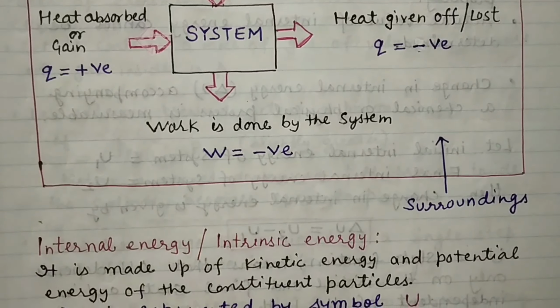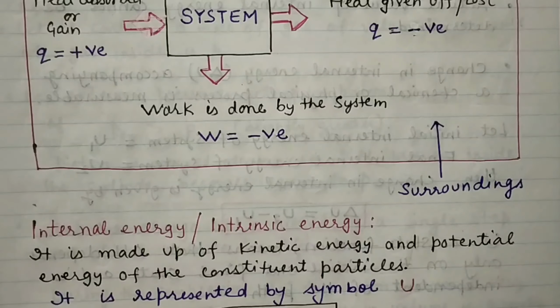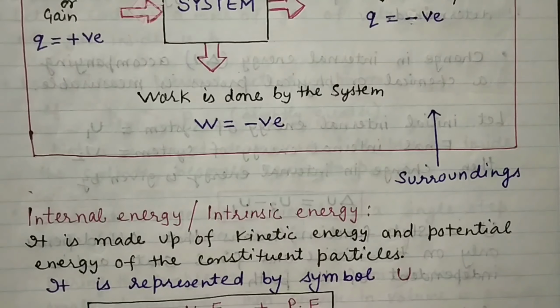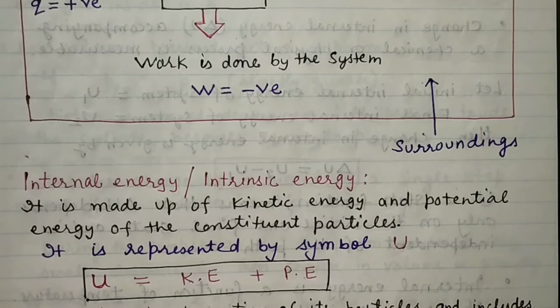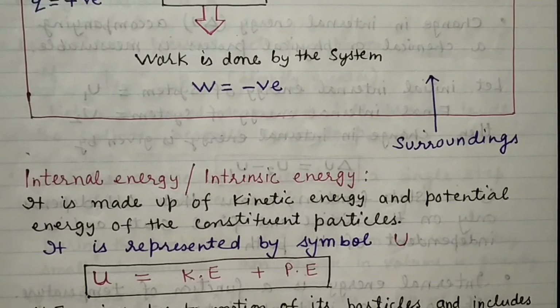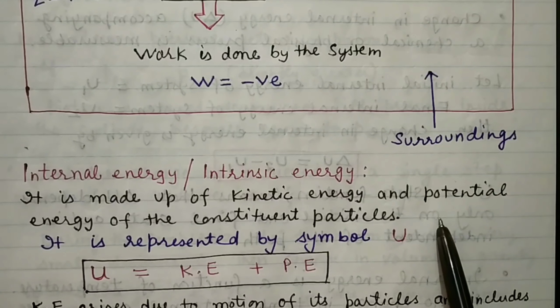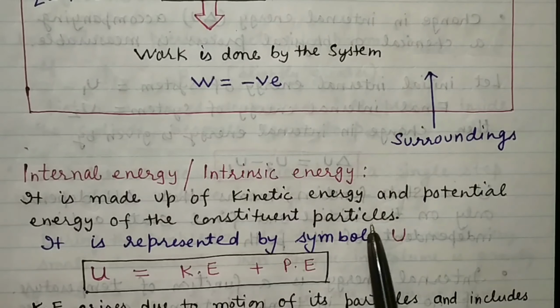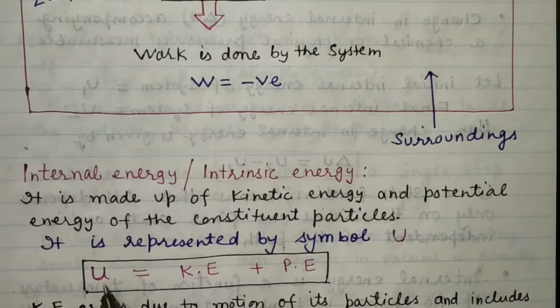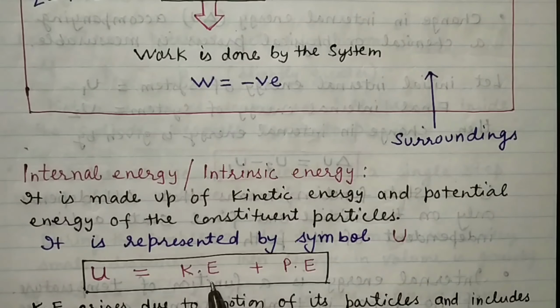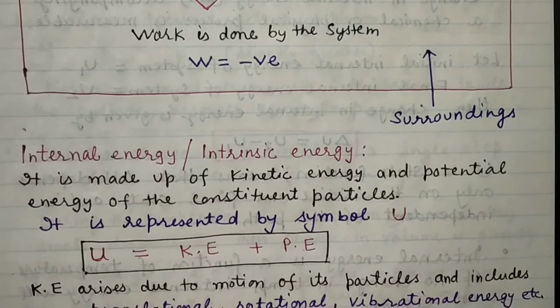Next is internal energy, or we call it intrinsic energy. Basically this intrinsic or internal energy is made up of the kinetic energy and potential energy of the constituent particles. U is the symbol for representing internal energy, capital U. It is the sum of kinetic energy and potential energy.